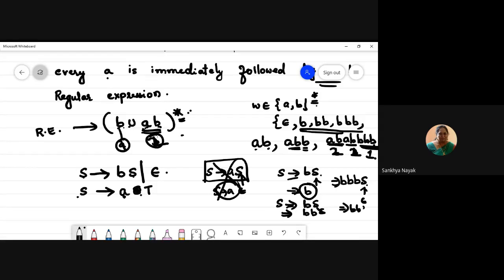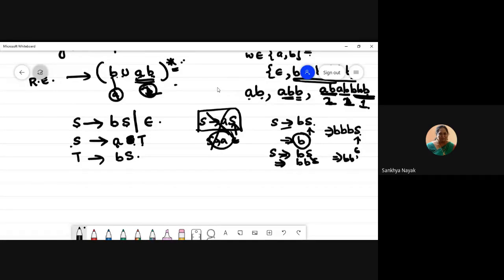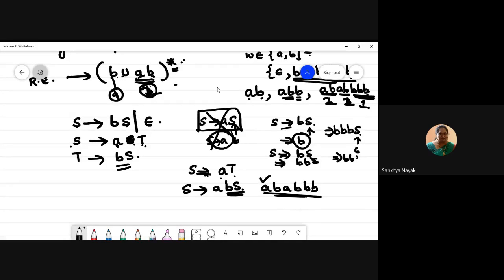So S derives AT and T derives BS. I hope this is clear. Why? Because now you see, if I want to create this AB, something like this, I have to start from a starting symbol. So I'll start with this and I'll make it as AT. Okay. Because if A is there, B is compulsory. So this T will take care of this. So T can be expanded as BS. Correct? So I have created these two.